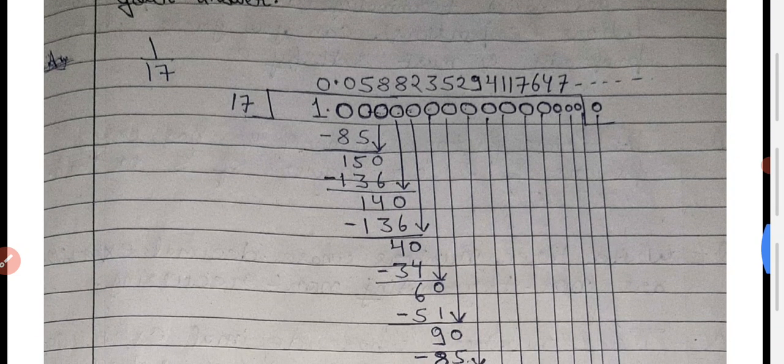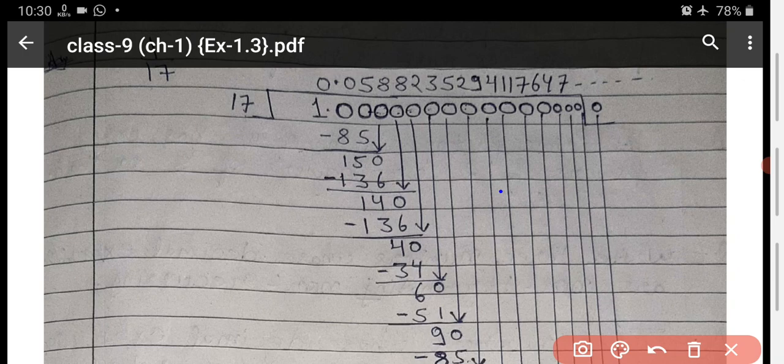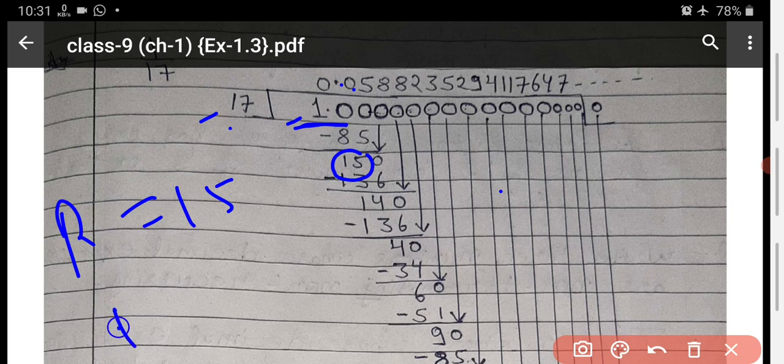It is 1 upon 17. So you write here 1.0000. In the table of 17, 1 does not come, then you take 2 digits, it becomes 10. In the table of 17, 10 does not come, so you write here 0 decimal. Now write 1 digit more, it becomes 100, and you write 1 0 here. Now 17 times 5 is 85, it becomes 15. So here the remainder is 15. You have to continue that long division until you get the remainder 1. When you get the remainder 1, then you stop.